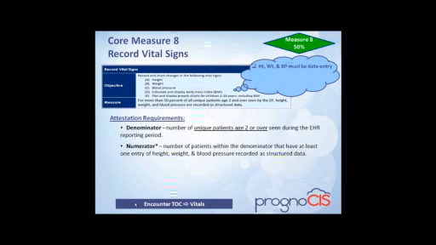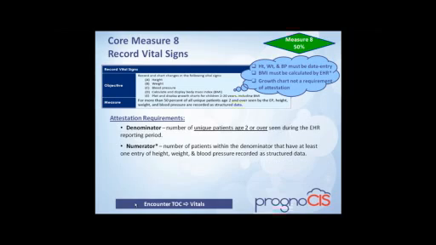With regards to the numerator, the number of patients out of the denominator who actually have these data elements recorded in the structured data. Now specifically here, CMS has defined that the height, the weight, and the blood pressure must be data entered by you, whether it's the provider, the nurse, the MA. They must be explicitly keyed into the EHR by the staff. And then the body mass index must be calculated by us, the EHR vendor.